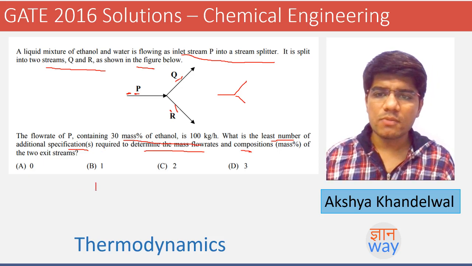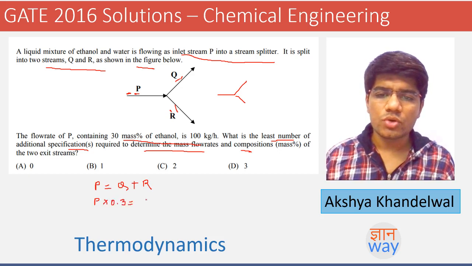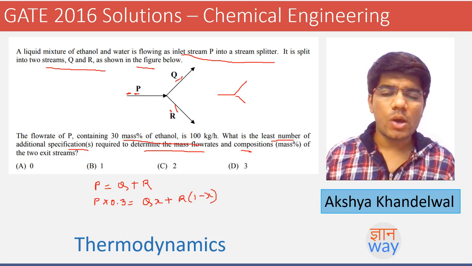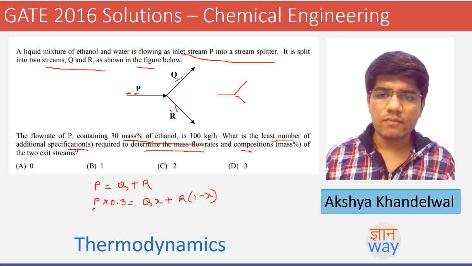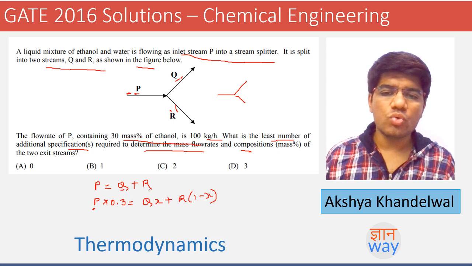So first, the mass balance will be P equal to Q plus R, and the second one will be P into 0.3 equal to Q into X plus R into 1 minus X. We already know P, which is given as 100 kg per hour, and now we need to find Q, R and X. If we have XA, then definitely we can find XB also by XA plus XB equal to 1.